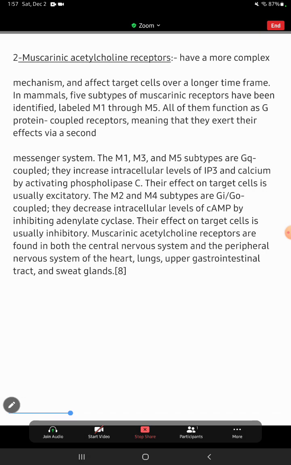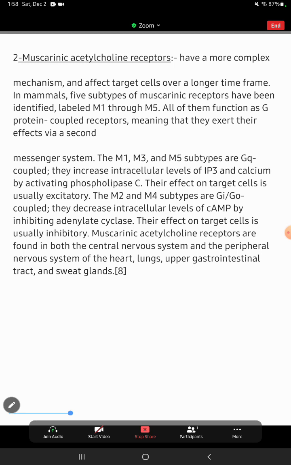Here is the second type, the muscarinic acetylcholine receptor. It is more complex than the first type, and it has a more complex mechanism. The effect targets the cell over a longer time frame. In mammals, 5 subtypes of muscarinic receptor have been identified, labeled M1 to M5. All of them function as G protein coupled receptors, meaning that they exert their effect via a second messenger system.